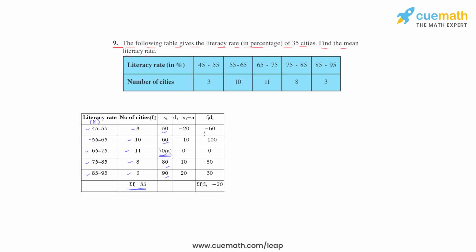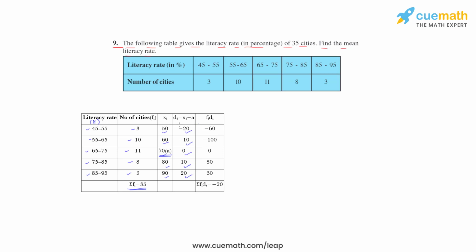Now we have to find di. di is xi minus A. So 50 minus 70, which is minus 20, 60 minus 70, minus 10, 70 minus 70, 0, 80 minus 70, 10, 90 minus 70, 20.